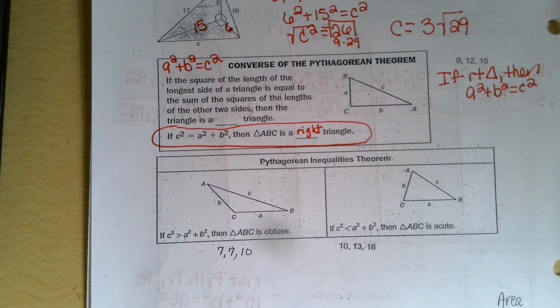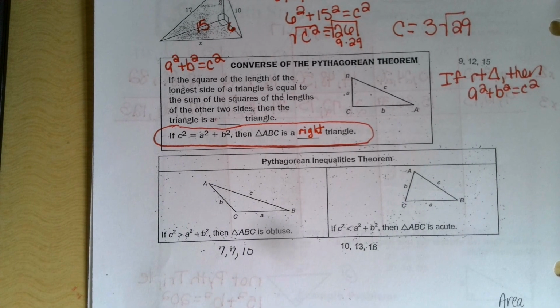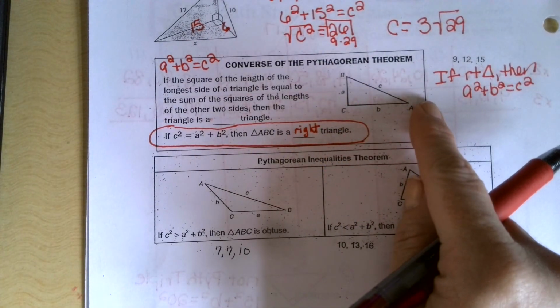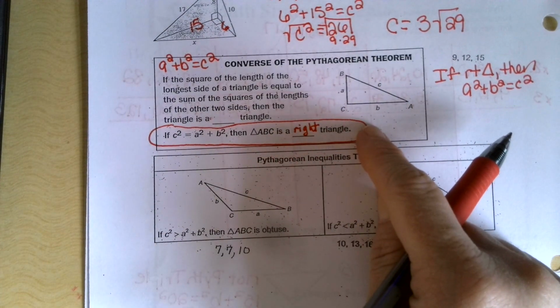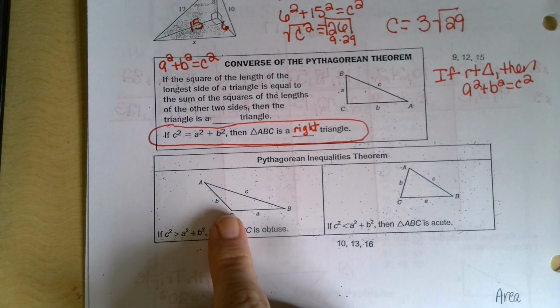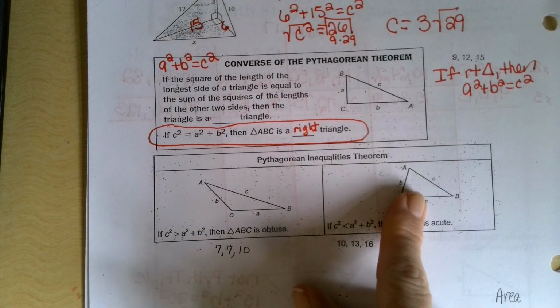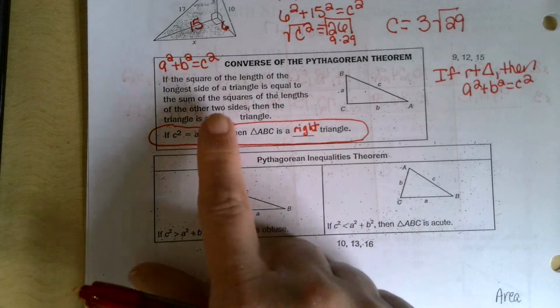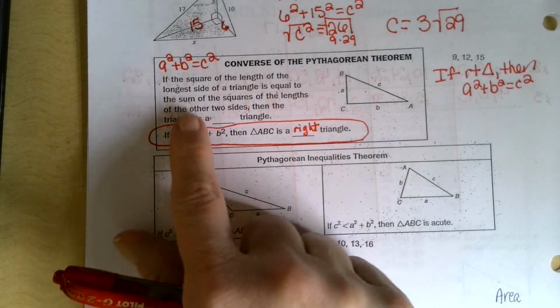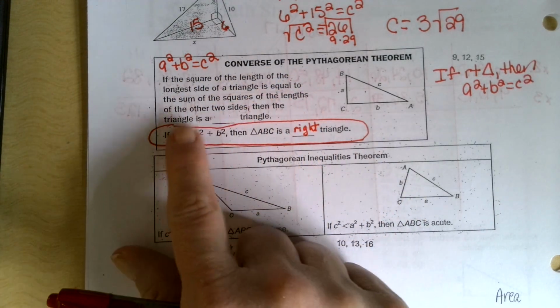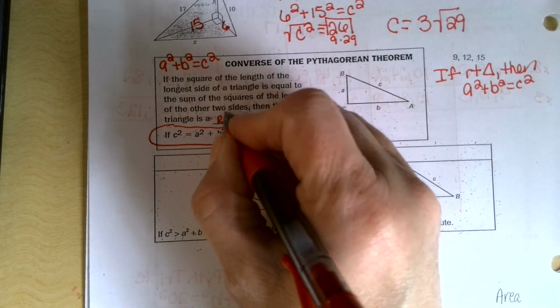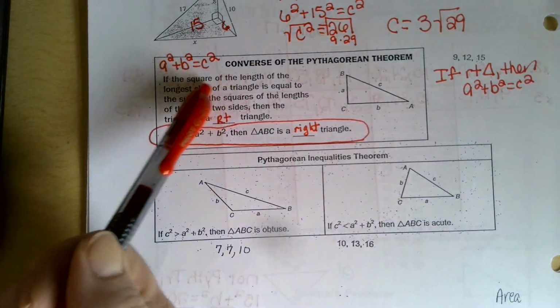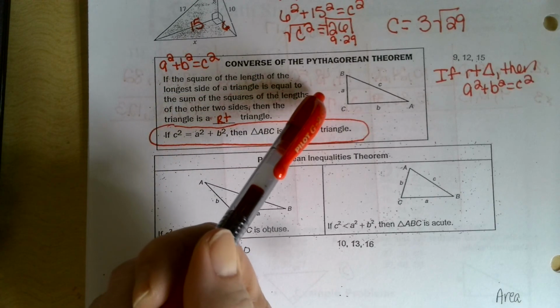Okay, so the converse, what we're doing is you're going to be given the values and we're going to ask you, is it a right triangle? Well, what if your answer is no? Well, then we're going to check to see if it's an obtuse triangle or to see if it's an acute triangle. Okay, so if the square of the length of the longest side of a triangle is equal to the sum of the squares of the lengths of the other two sides, then the triangle is a right triangle. That is the converse in words. It's a lot of words.